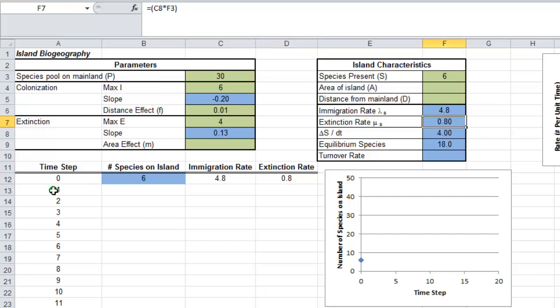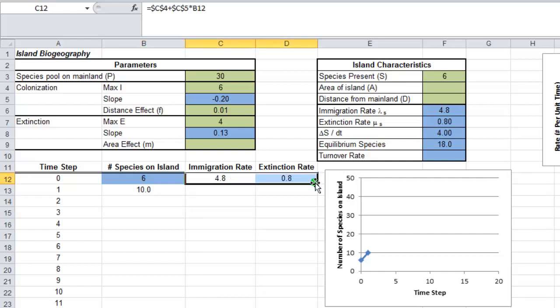Then the number of species in time step 1 is simply going to be the number that were present in time step 0, plus we'll add in those species that immigrated to the island, and we'll subtract off those species that went extinct on our island, and we end up with 10. And this is exactly what we would have predicted. So we started off with 6 species. We see the change in the number of species for the unit time was 4, gaining 4 species. 6 plus 4 is 10, and that's reflected here as well.